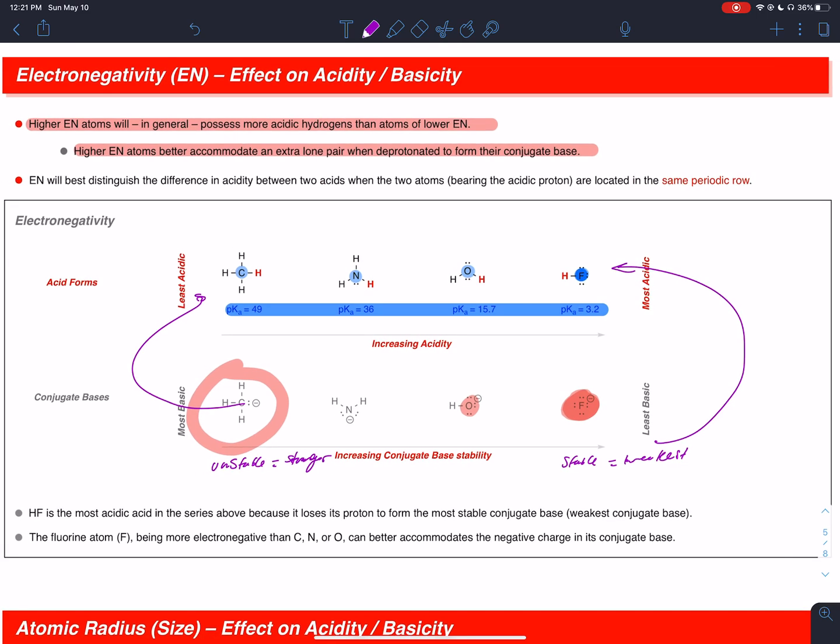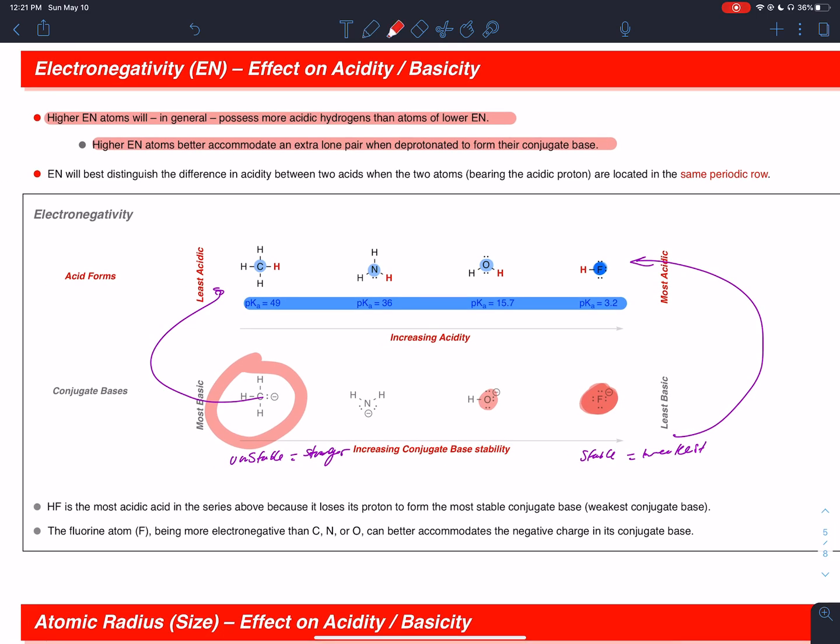Okay, that's essentially how you can use electronegativity. And again, electronegativity is a comparison that we'll use if we're looking at atoms that are in the same periodic row. If you go from left to right on the periodic table, you would see carbon, nitrogen, oxygen, and fluorine.